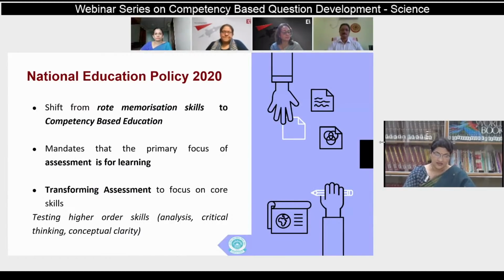We draw our inspiration from the National Education Policy 2020, which is a transformational document. It has shown directions to all of us. From the perspective of school education, it talks about some things which are core to the educative process, very simple but very critical. It talks about a shift from rote memorization to competency-based education. It mandates that the primary focus of assessment should be for learning. It also talks about transforming assessments to focus on core skills, that is, testing of higher order skills of analysis, critical thinking, and conceptual clarity.